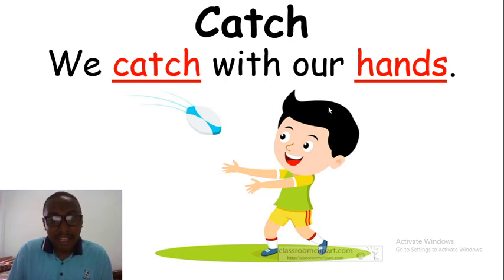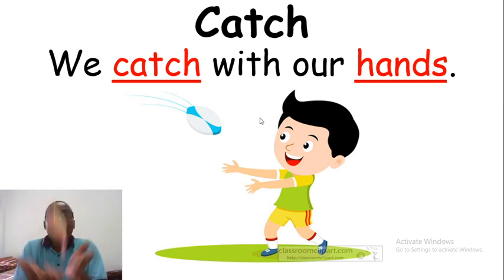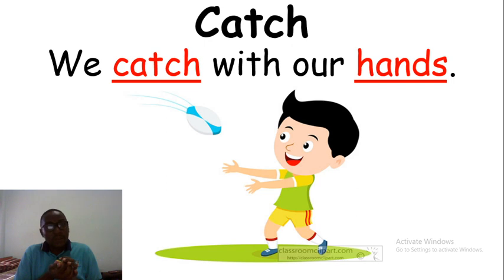C-A-T-C-H. For example, he is going to catch a disc. The boy is going to catch a disc with his 2 hands. These are his hands. They are the ones that are going to help him to catch this disc. For example, for me, I am catching this money purse with my hands.